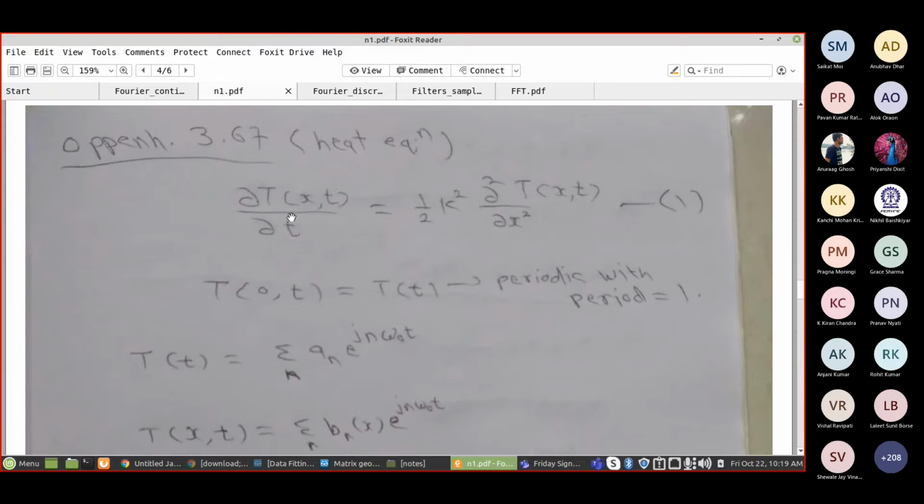So the heat equation is as follows. The partial of capital T with respect to time is half k squared, this is some constant, and with respect to space, we are taking the second partial derivative with respect to x. Okay? So this is what is called the heat equation.